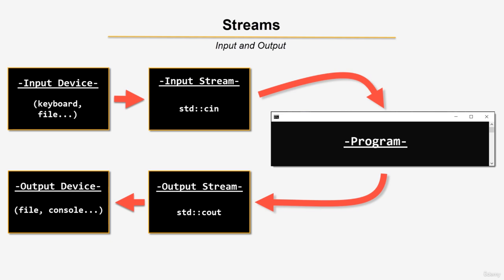Okay, so we can do some input to the program, and then we can also do an output to some output device. We can use the standard cout object, for example, and then we can output to a file or to the console. Looking at this the other way around, the input stream is going to insert data into the program or provide data to the program, whereas the output stream is going to receive data from the program.